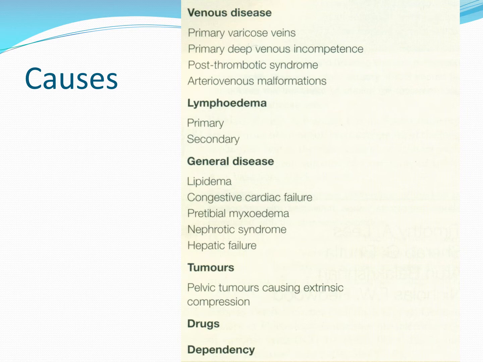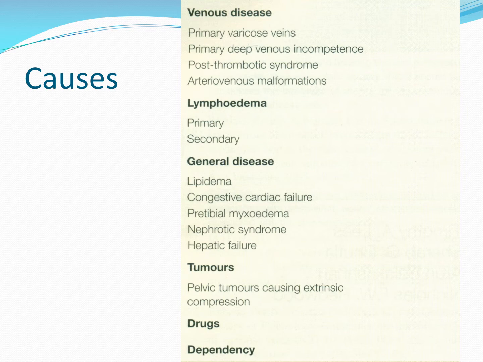And if you take venous diseases, there may be primary varicose veins without any obvious precipitating factor. There may be primary deep venous incompetence, but this is very rare. And you can get post-thrombotic syndrome, that is after the DVT you get loss of valves, which leads to chronic venous hypertension. And when we discussed vascular malformations, we noted arteriovenous malformations are known to cause distal edema.